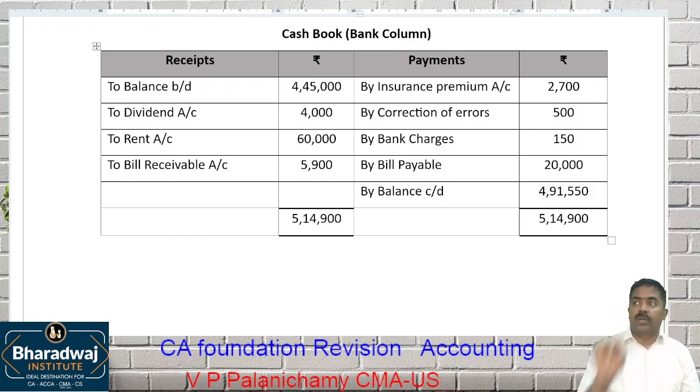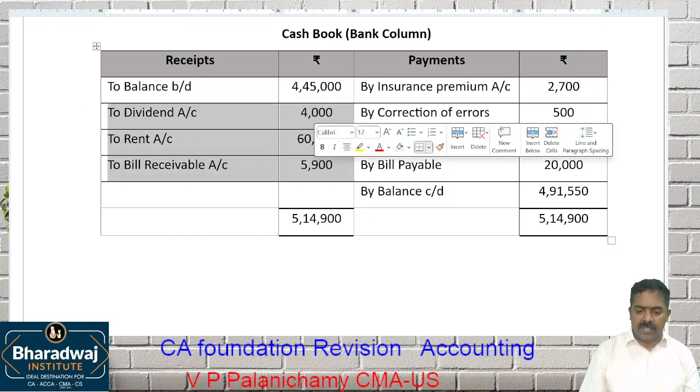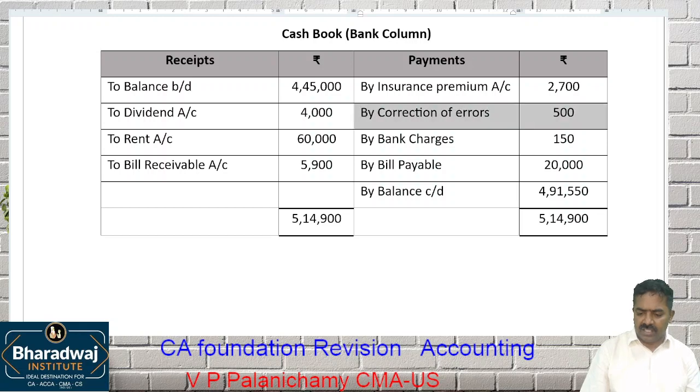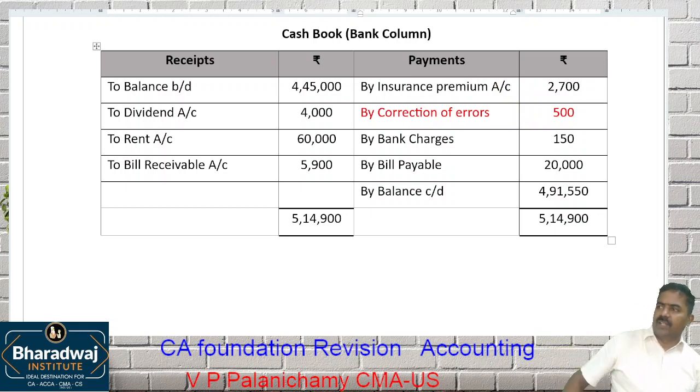Understood? Why points number 1 and 2 don't come here: in those transactions, money has not come into the bank, money is not paid by the bank, whereas all these things are collected and paid by the bank, so we have to incorporate them in the cash book also. The correction of error: we have entered less on the payment side, so we have to enter that 500 rupees.